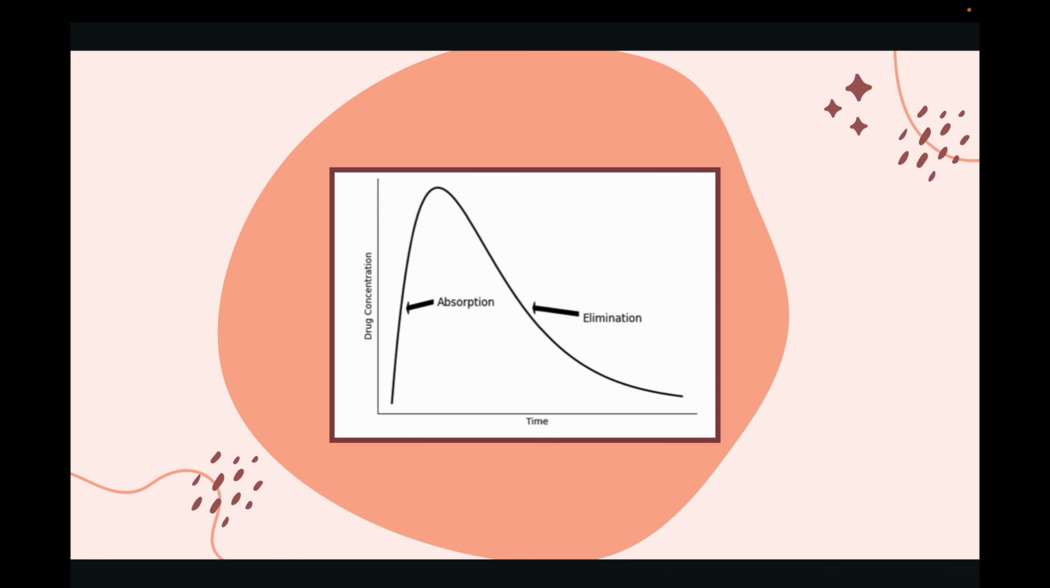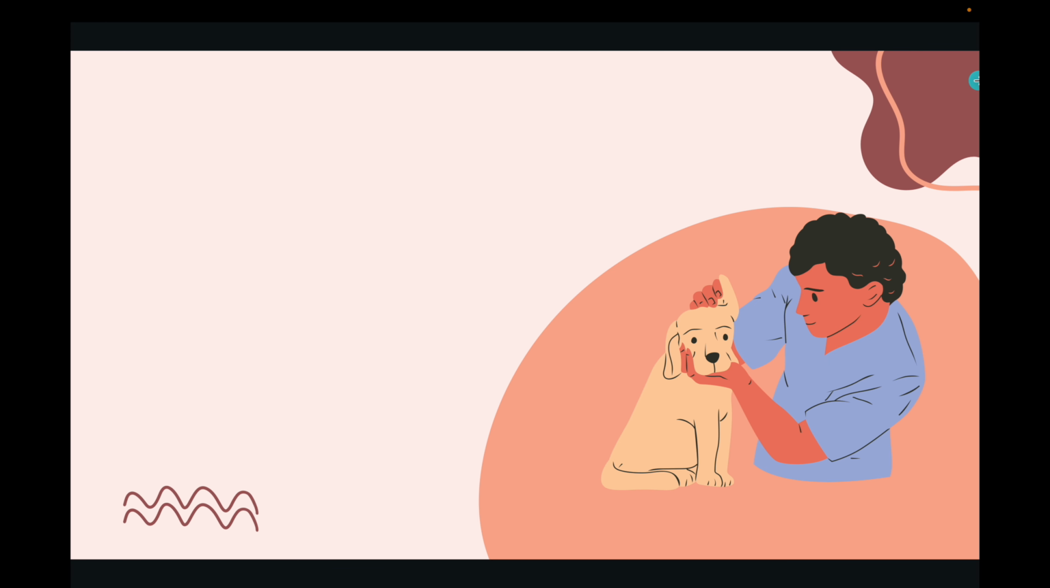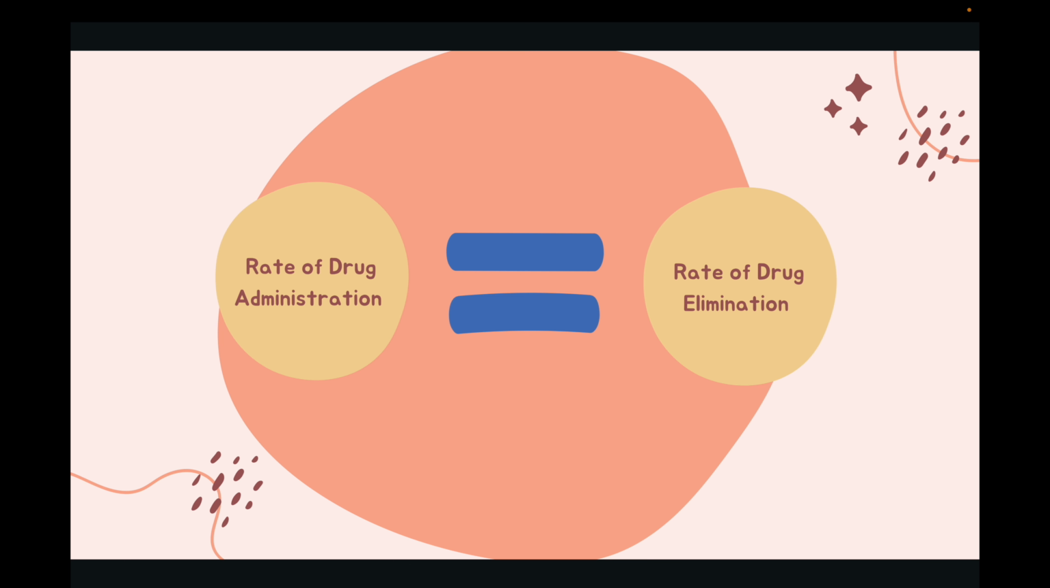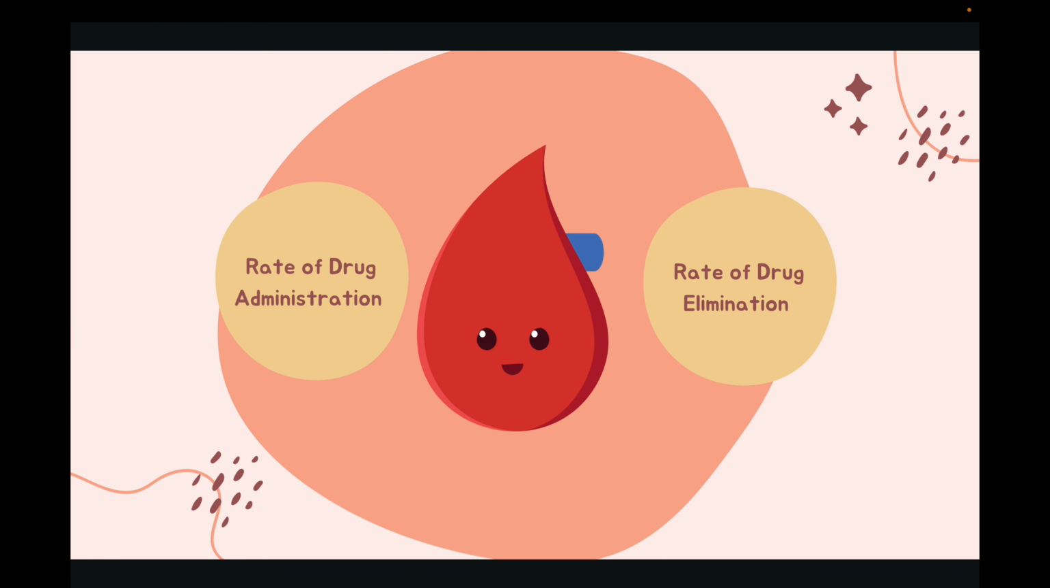In more cases than not, the patient will need more than one dose, and thus a constant rate of drug concentration in the body for extended periods of time to maintain the drug's effects. Which leads us to the next model, the steady-state concentration model. As the name suggests, the steady-state concentration model represents the point at which the rate of drug administration equals the rate of drug elimination, resulting in a consistent and stable concentration of the drug in the bloodstream.